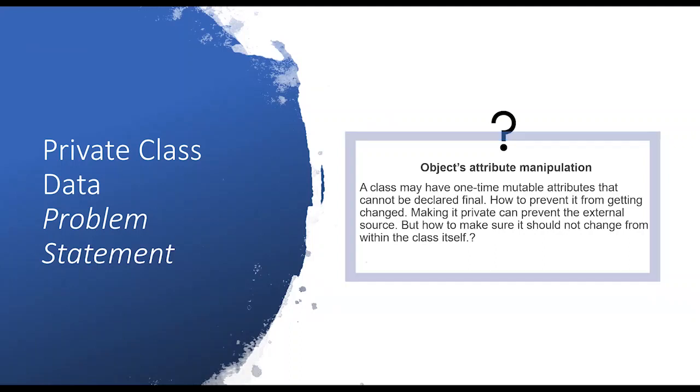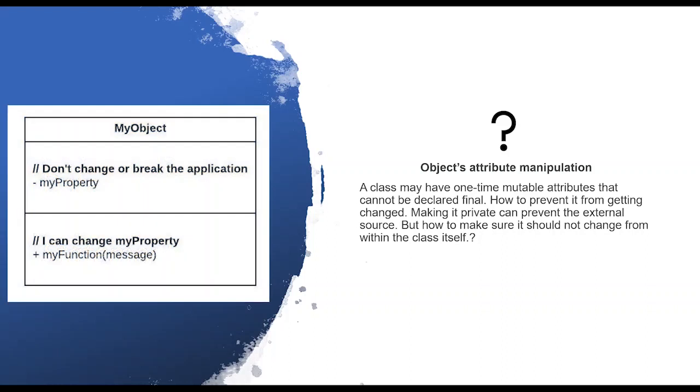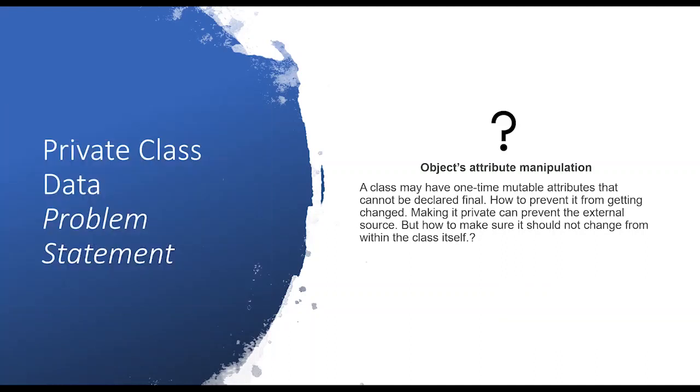A class may prevent its manipulation by making the attribute private. That is fine. It can prevent the manipulation from outside of the class itself. But there are times when the values can be changed from inside the class itself, inside a private method, which may not be intended. So how do we solve this issue? How do we prevent it from getting changed unintentionally from inside the class itself?